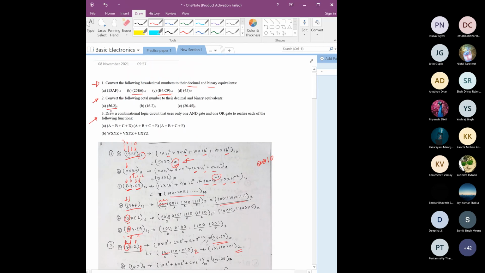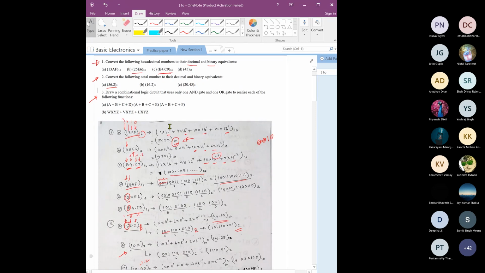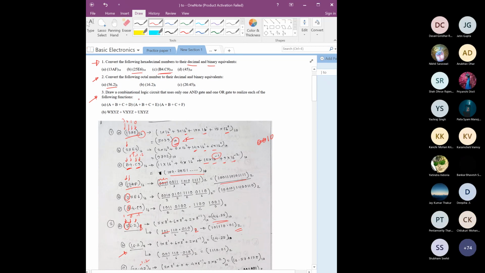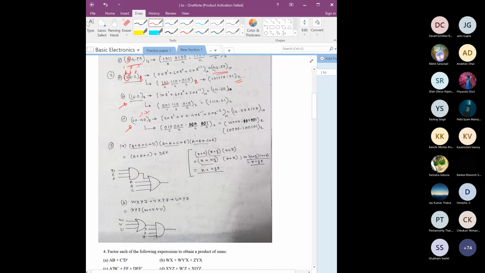Then this is number 3. Draw the combinational logic circuits that use only AND gate and OR gate to realize the following circuits, right? So you have to draw the equivalent circuit, but there is one restriction: you have to use only one AND gate and one OR gate. That is the condition that has been given to you. So if you see the first one, this Boolean function.